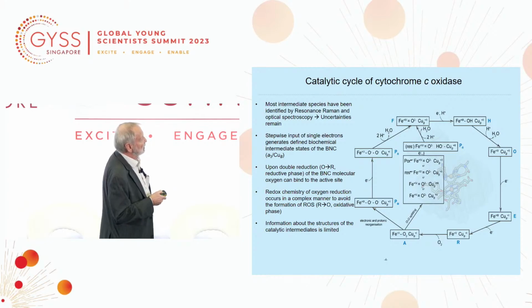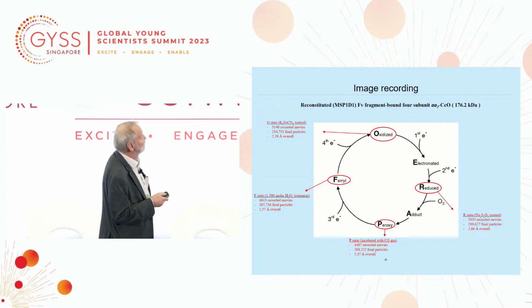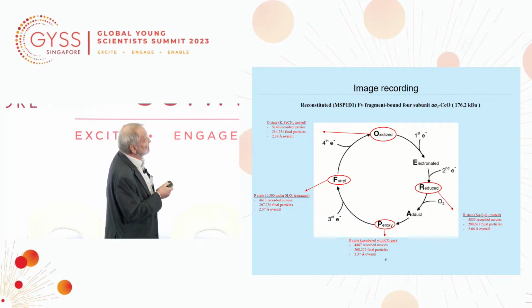So, and this is probably what used to be, and still is, the most generally accepted way for the catalytic cycle of cytochrome C oxidase. So we set out to determine the structures by electron cryomicroscopy. We generate the O state with our enzyme. We collect about 5,000 movies. We get 200,000 particles and get the structure here.